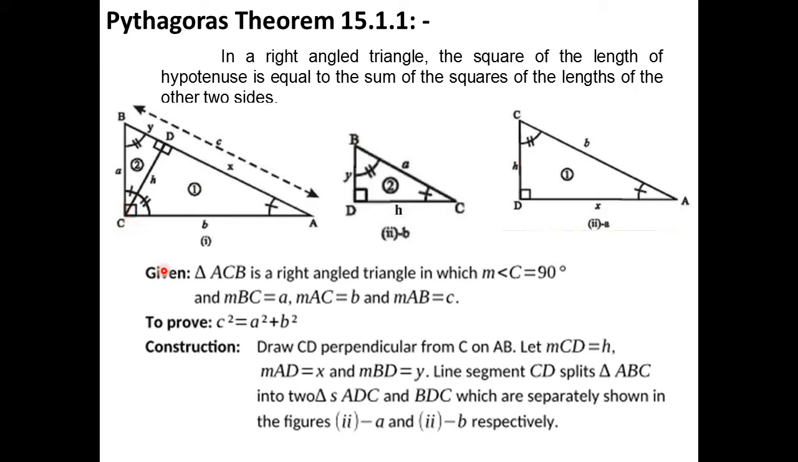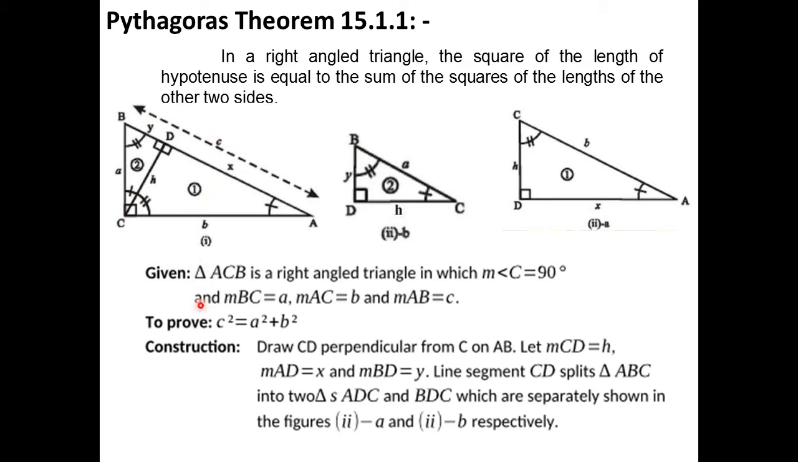What is given? Triangle ACB is a right angle triangle in which the measurement of angle C is equal to 90 degrees, and BC is equal to a, measurement AC is equal to b, and measurement AB is equal to c. You can see in the figure this BC is also represented by small a, CA by small b, and this AB by small c.